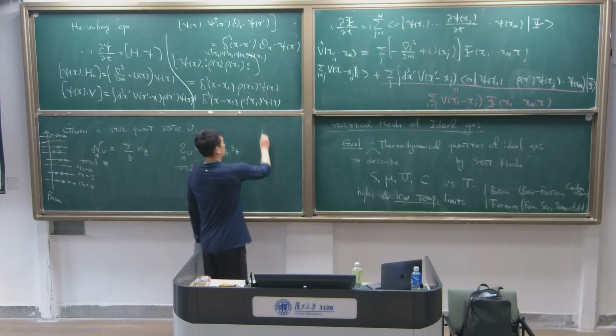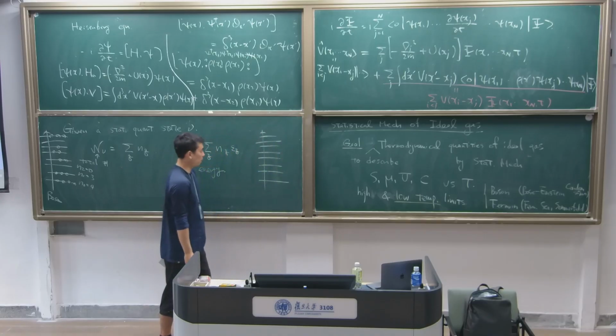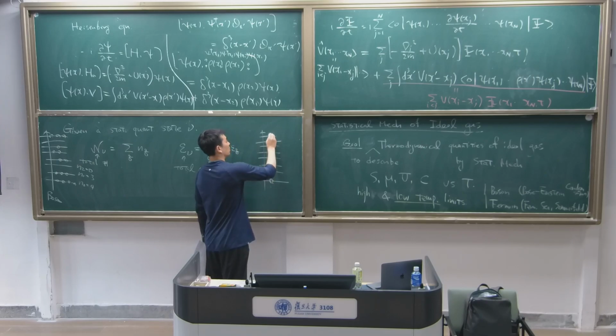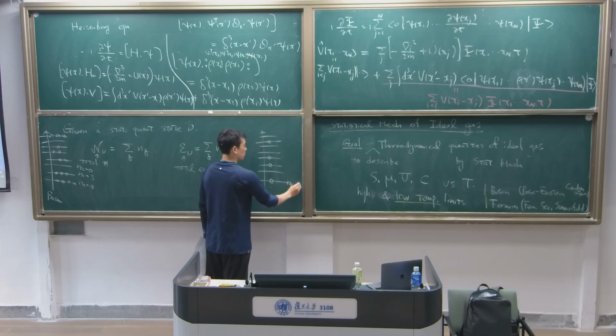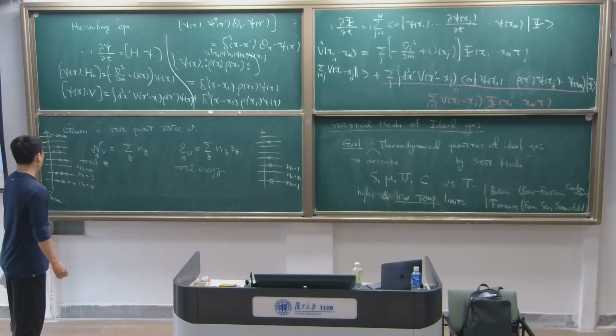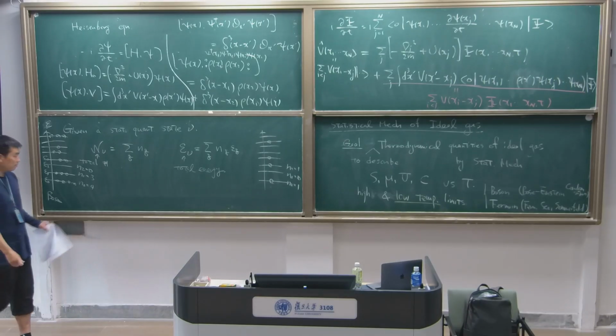For fermion, each energy state, you can have only 1 or 0. Like this. So then n_0 is equal to 1, and n_1 is equal to 0, and then n_2 is equal to 1. And then here, so total energy, so this is E. So this is E0, E1, E2, E3, and so on. Okay, that's what we have.